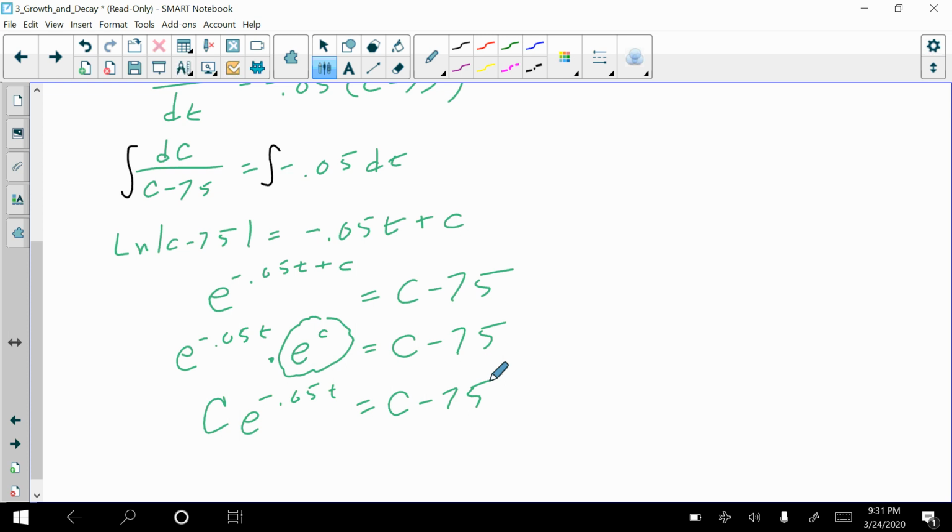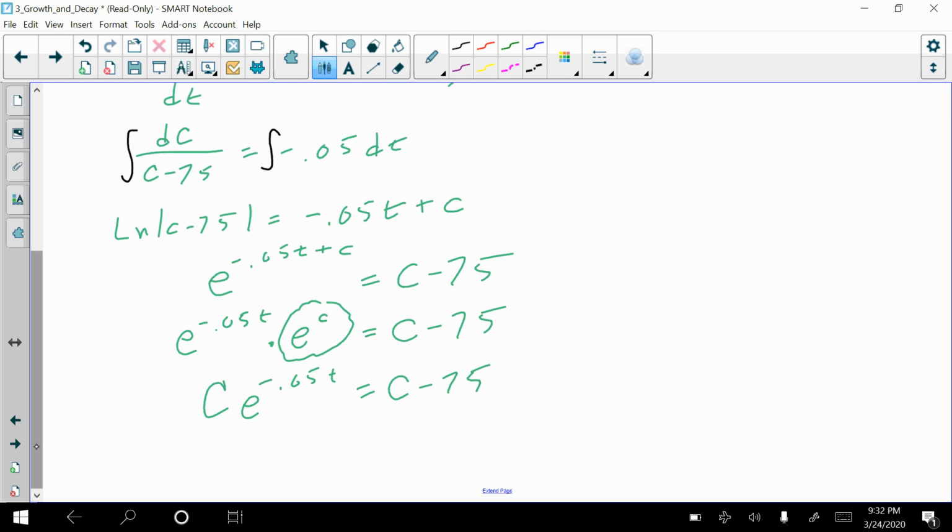Okay, so now where do we go from here? Well, the question initially says, what will the temperature be in 10 minutes? So we have to be able to solve this for the temperature. And that is going to take us from here. We're going to take the 75 on the right side of the equal sign, and I'm going to come up here some because I don't want to keep going down. Okay, take the 75 on the right side and move it over to the left side.